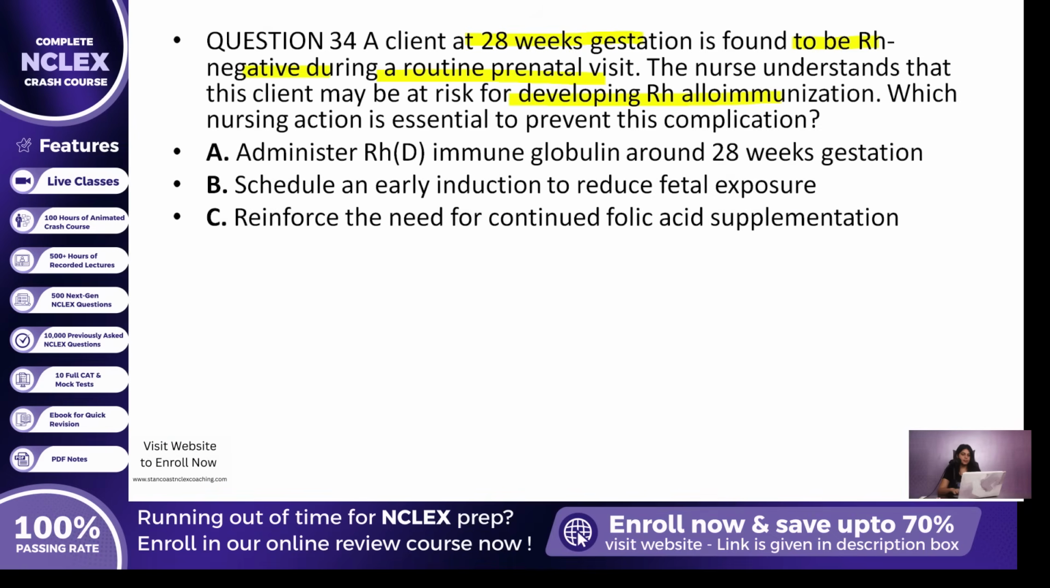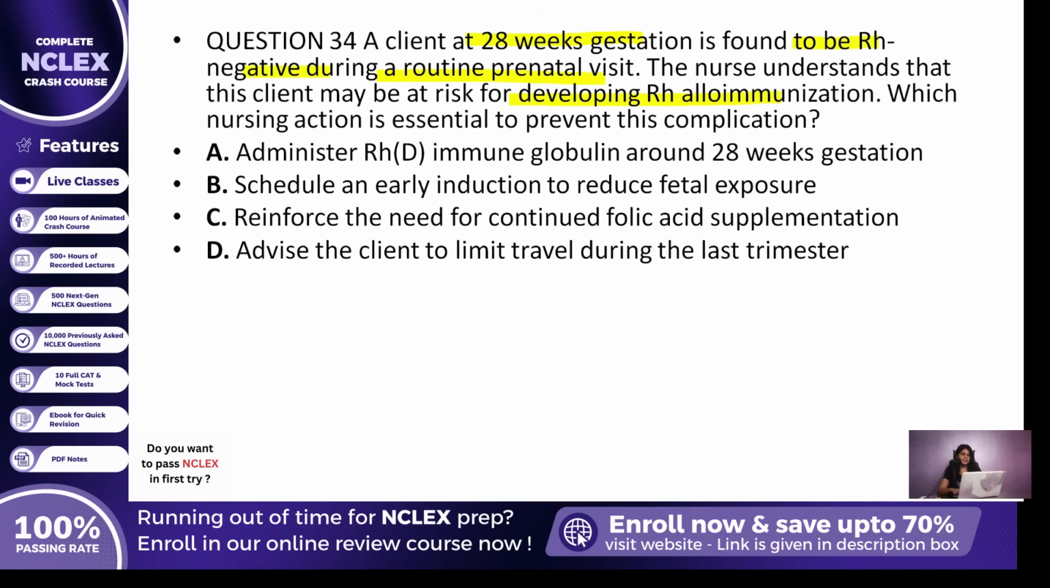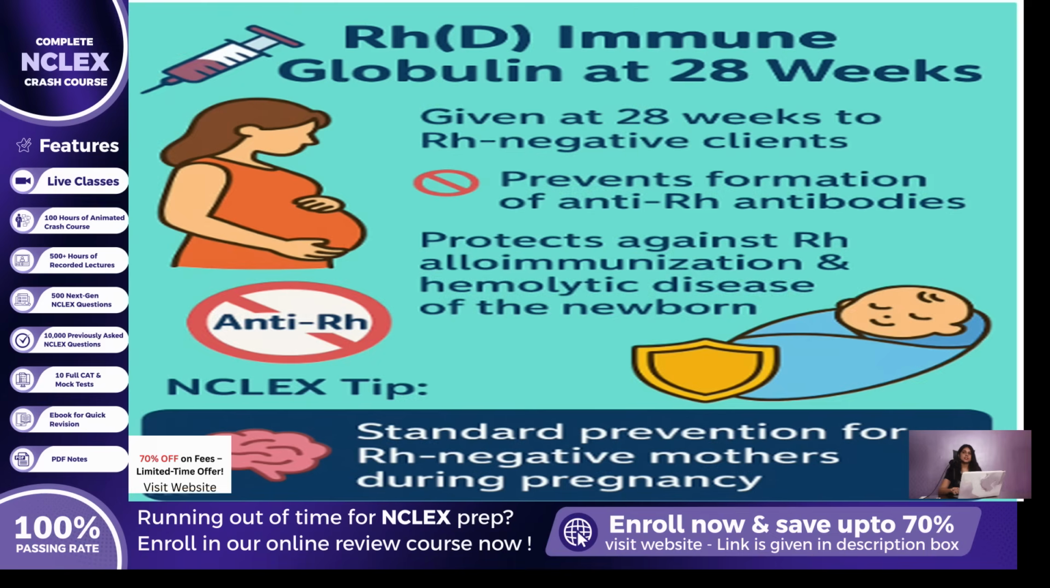Option C. Reinforce the need for continued folic acid supplementation. Option D. Advise the client to limit travel during the last trimester. The correct answer is Option A. Administer RhD immune globulin around 28 weeks gestation. This injection prevents the mother's immune system from developing antibodies against Rh-positive fetal red blood cells.